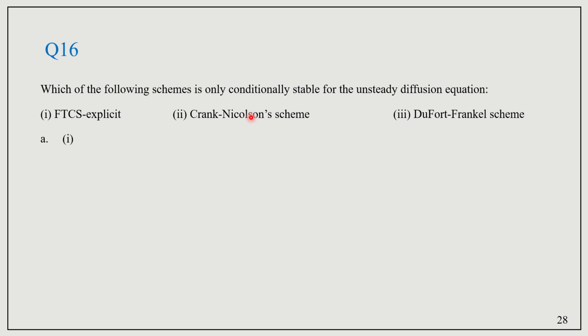Option A, 1, is the right answer. Option A is 1, option B is 1 and 2, option C is 1 and 3, option D is none of the above. So option A is the right answer. FTCS explicit is the right answer.